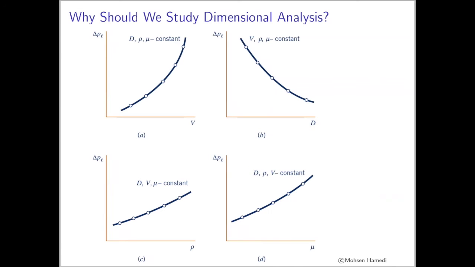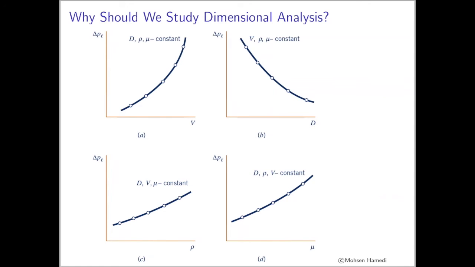We could repeat the process by varying each of the other variables in turn, as illustrated in figures B, C, and D. This approach to determining the functional relationship between the pressure drop and the various factors that influence it, although logical in concept, is very difficult. Some of the experiments would be hard to carry out. For example, to obtain the data illustrated in figure C, it would be necessary to vary fluid density while holding viscosity constant. How would you do this?